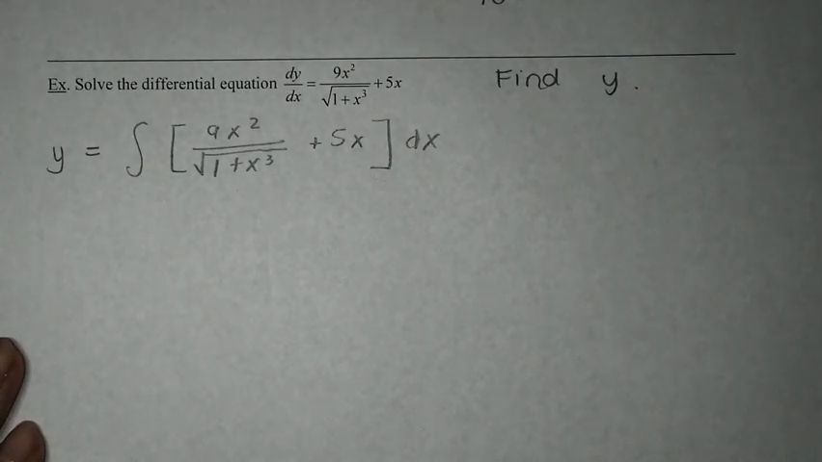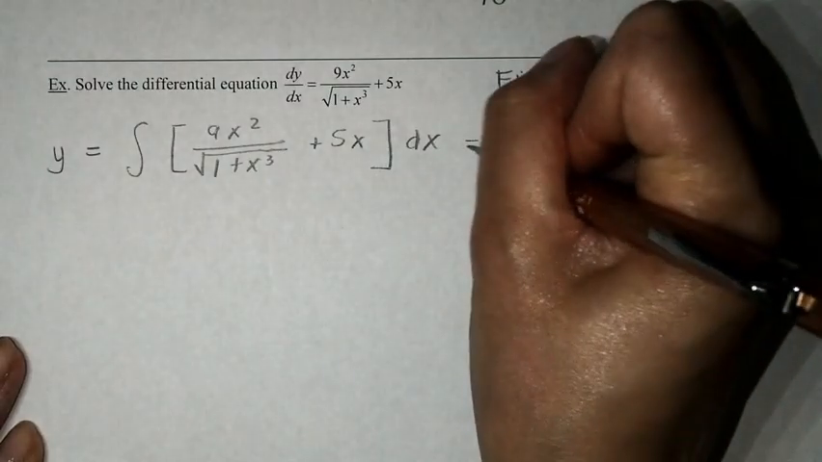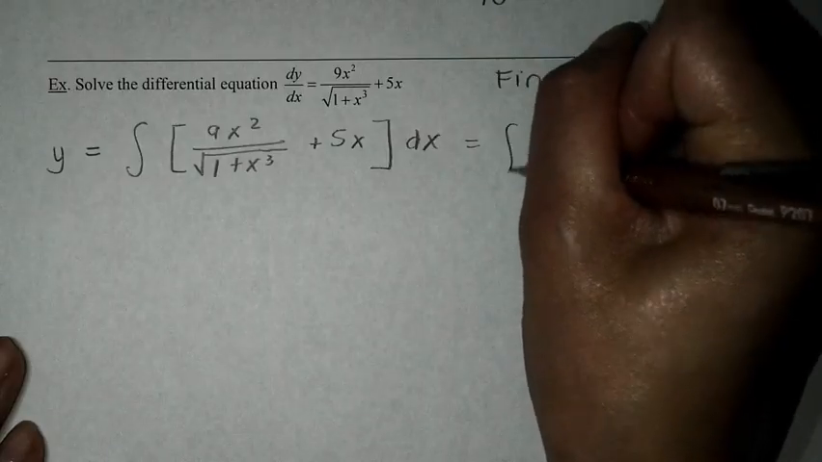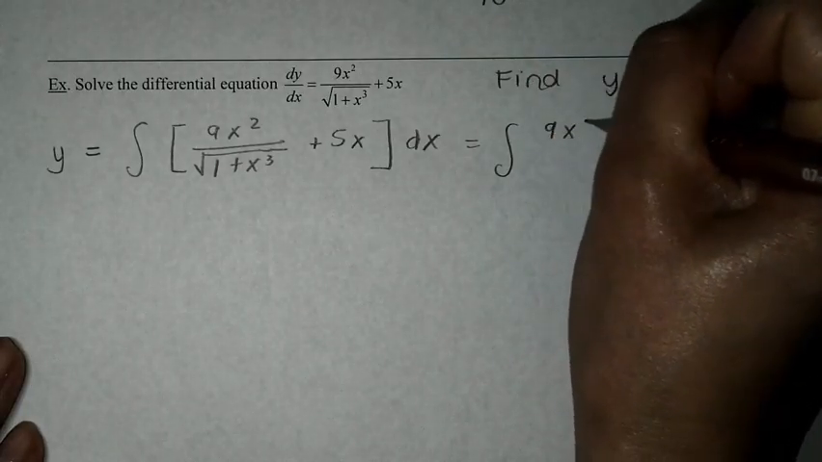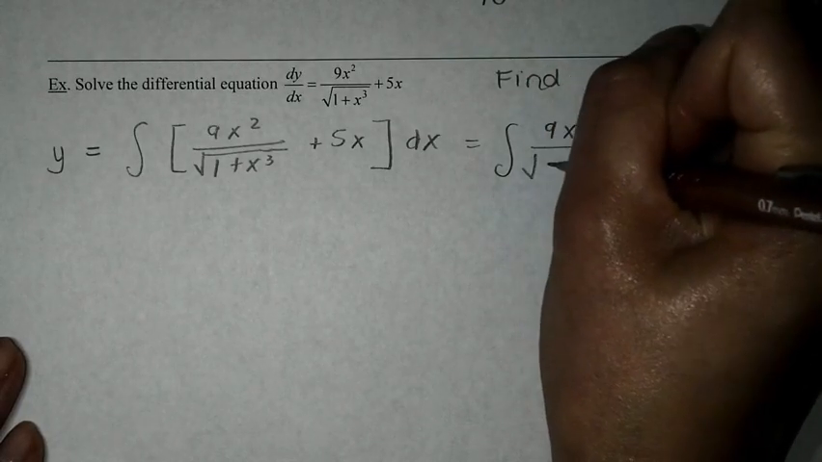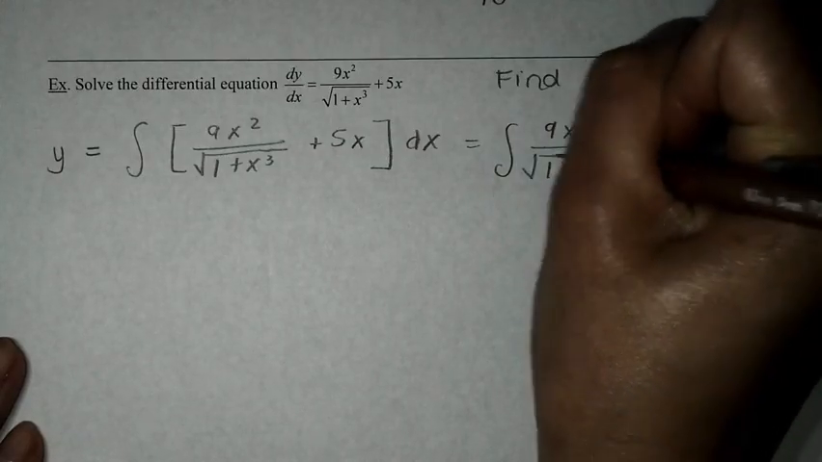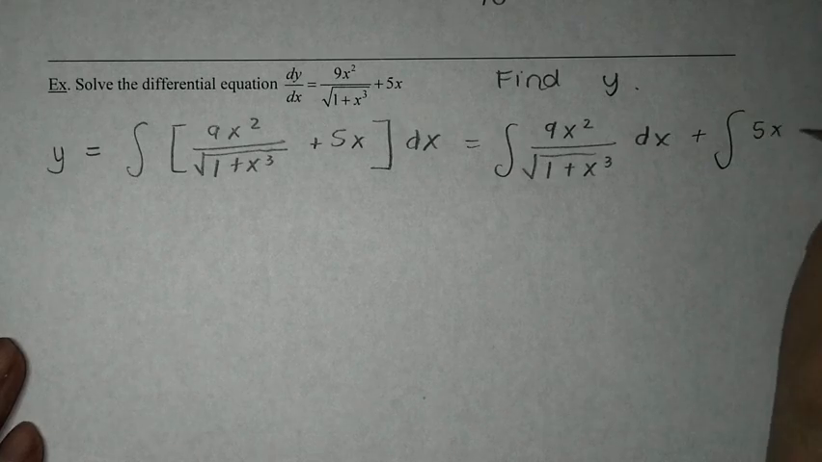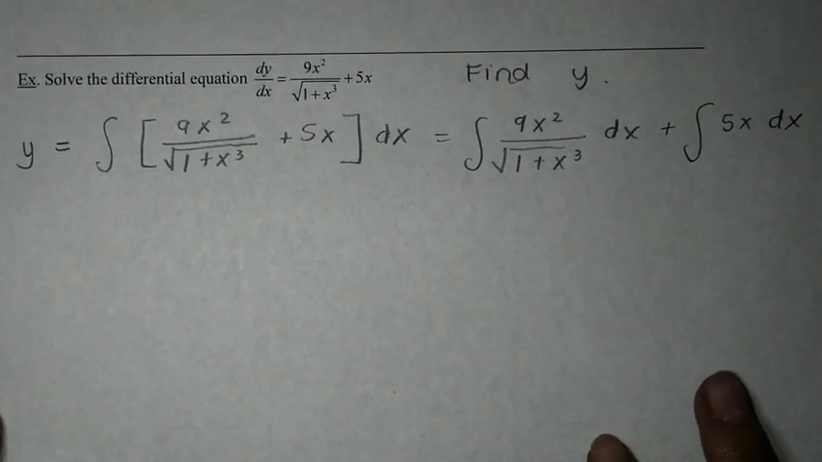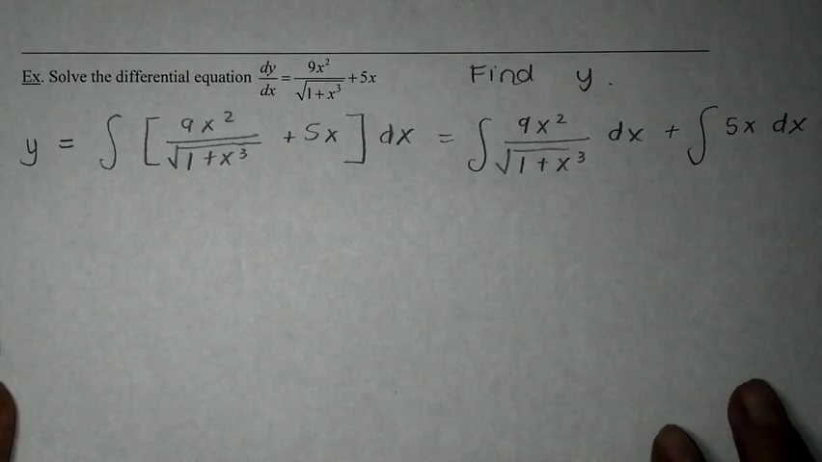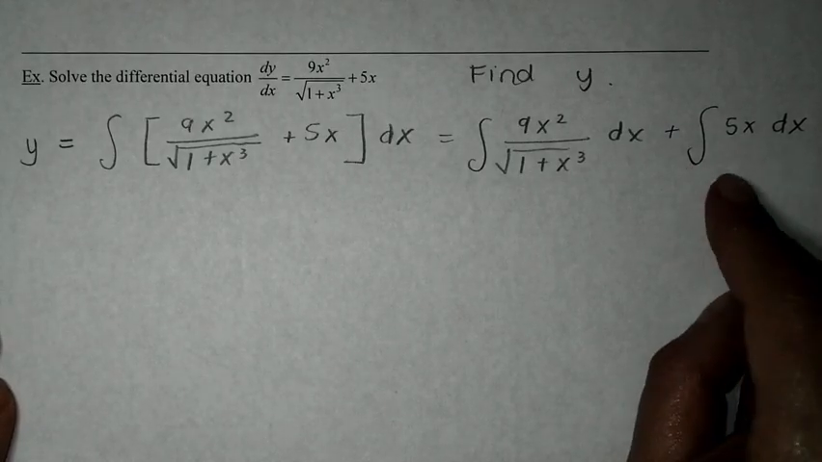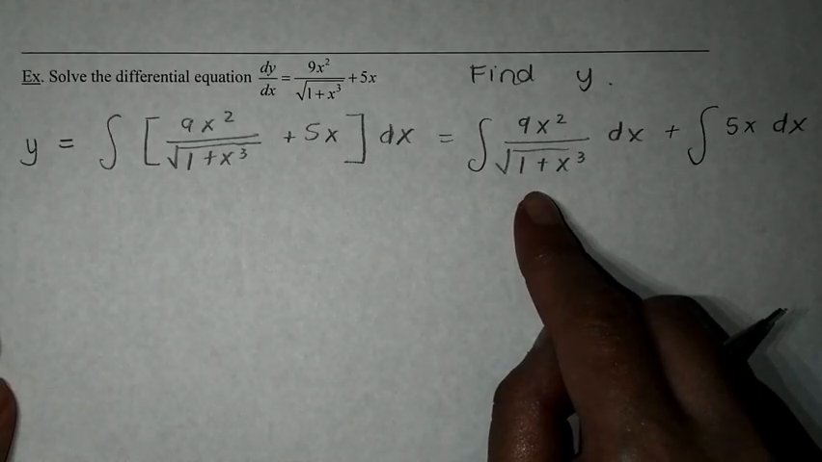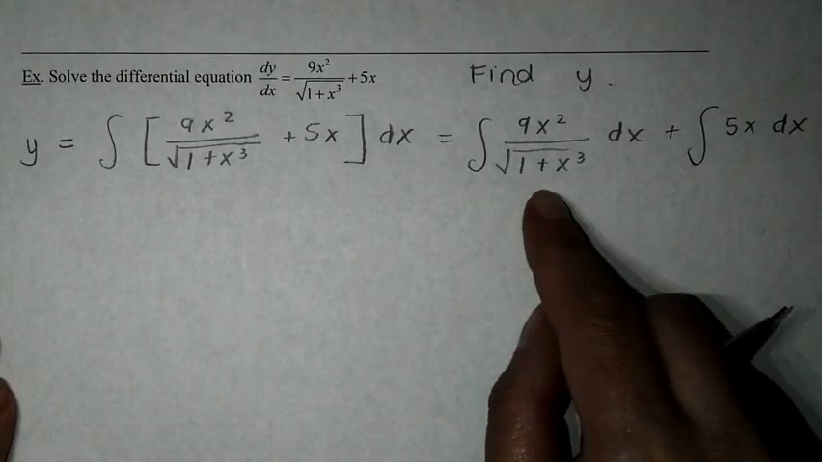And you're going to tell me, well, this is not as trivial. Yeah, okay, so you have that this is going to be equal to two beautiful integrals. Integral number one, you have the integral of 9x squared divided by the square root of 1 plus x cubed dx, and the second integral is the integral of 5x dx. So this one is pretty simple, straightforward. Now this one is going to be another story. Do you agree with that? So what are we going to do with this one?